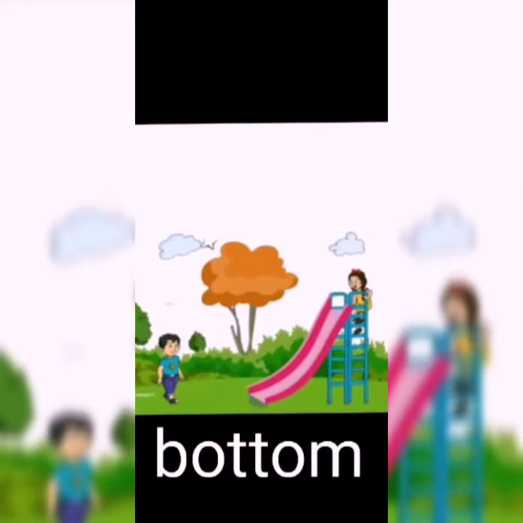In our next image, a girl is on the top of the slide and a boy stands at the bottom position near the slide. Okay, now in this image, one girl is on the top of the slide.